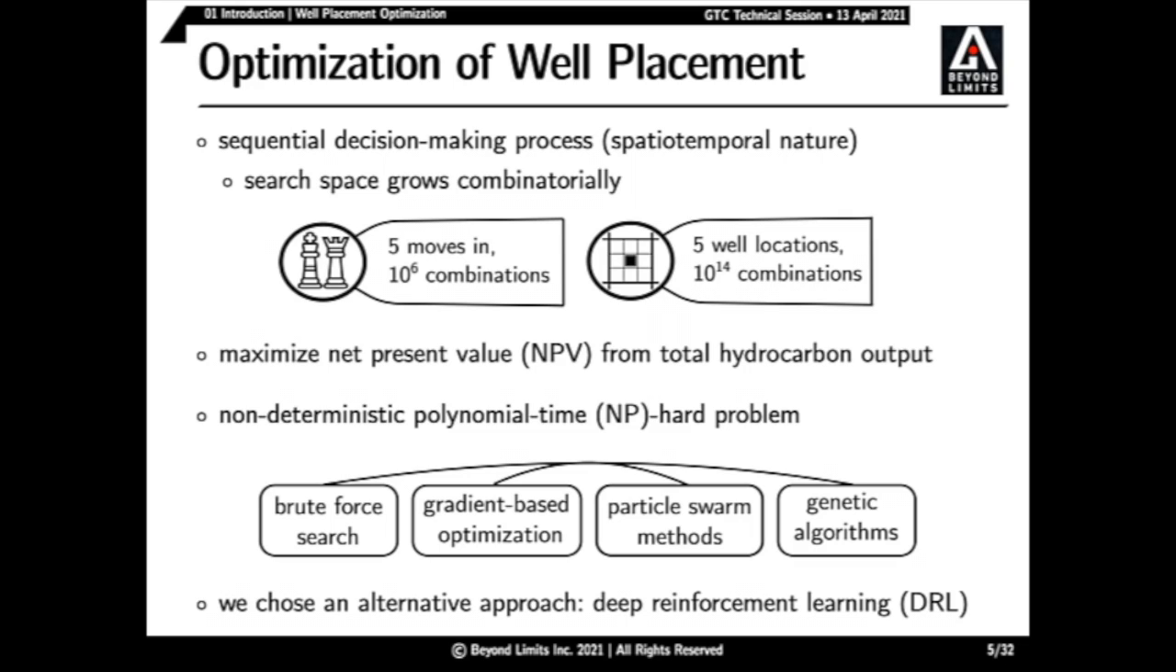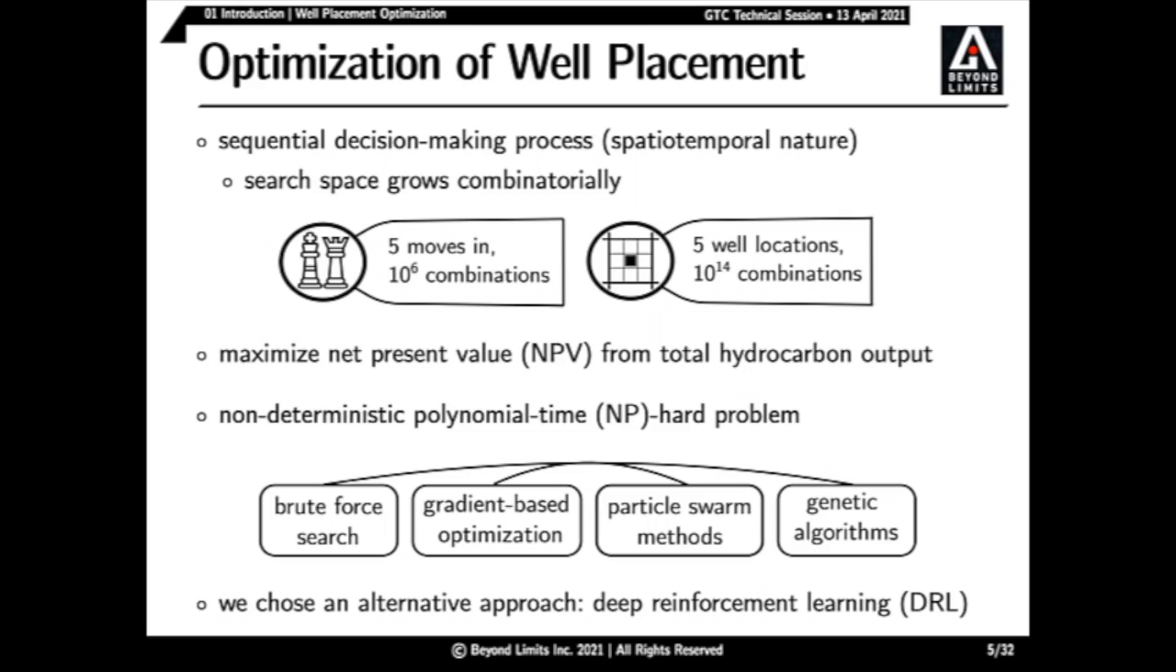Now, this problem can be described as a sequential decision-making process with a spatio-temporal nature, essentially answering the question of where and when to drill wells of specified trajectories in order for us to really maximize the efficiencies. If we look at the topology of the search space for this optimization problem, we immediately see that there is a combinatorial explosion even for very small model problems.